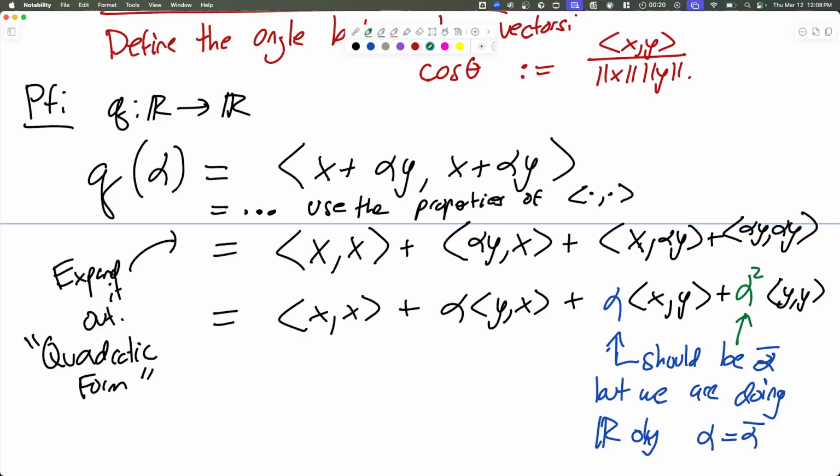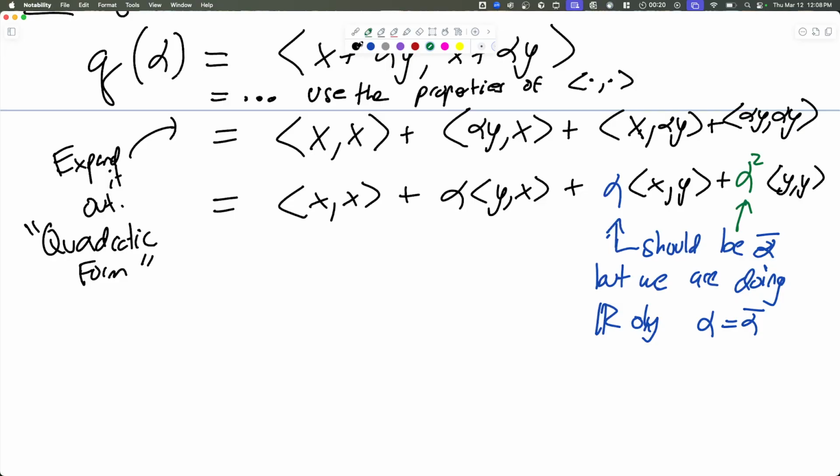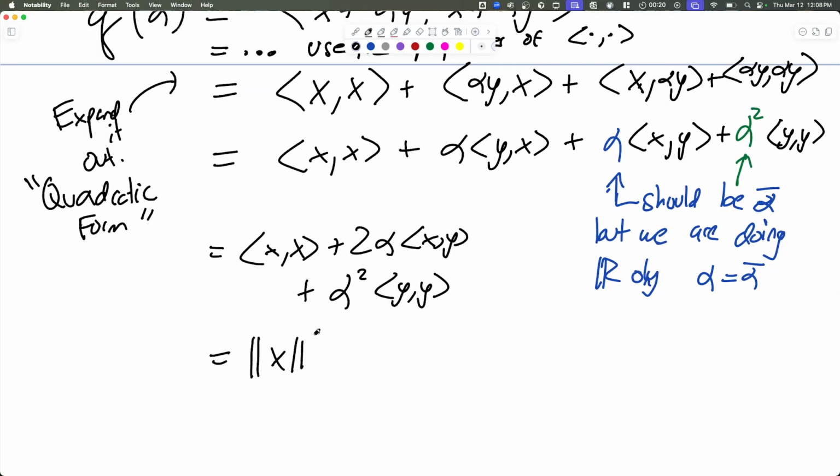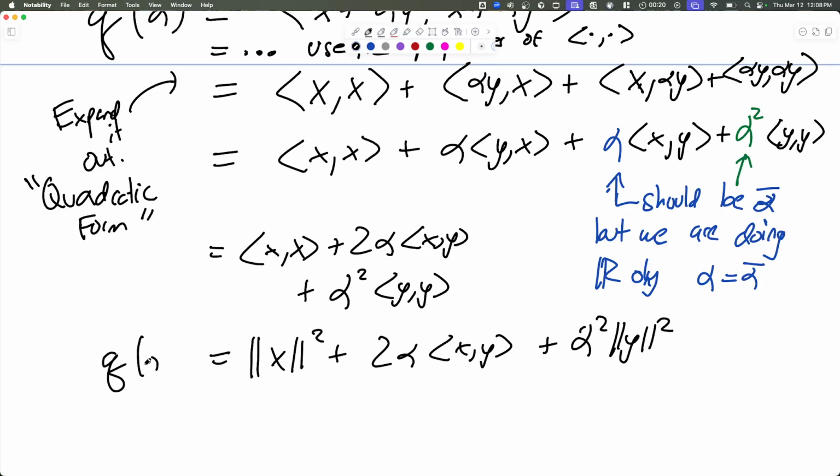There's one other thing you can do. In real land, yx and xy are exactly the same, so I can group these two terms together. 2 alpha xy plus alpha squared times yy. And now I can notice that xx is the norm of x squared, plus 2 alpha times xy, plus alpha squared times the norm of y squared. So this is my function, Q of alpha.